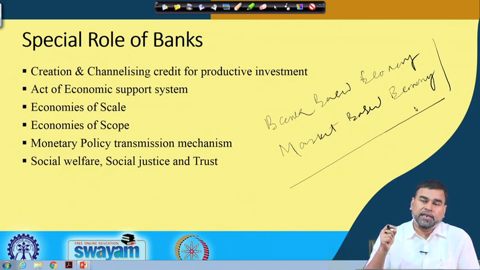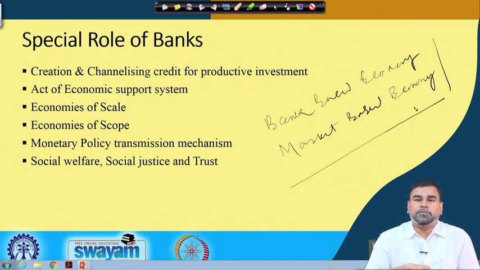The economies of scale which are possible with commercial banks may not be available with the other financial entities or organizations which exist in the financial system. So, that is another special characteristic of commercial banks.